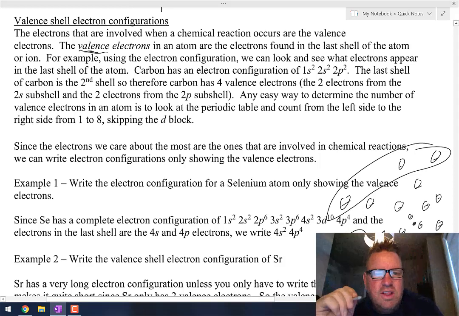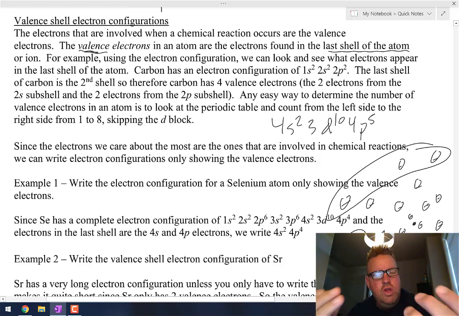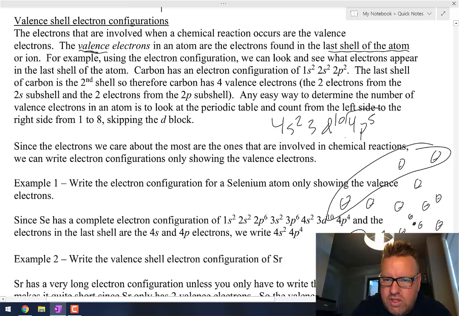The valence electrons are the electrons that are in the last shell of the atom. So remember in our last video when we talked about 4s2, 3d10, 4p5, when you took electrons away, we learned that you always take them away from the furthest shell first. So those electrons get taken away first, and then those electrons would get taken away. Those electrons right there that are in the fourth shell in this case, those are called the valence electrons.